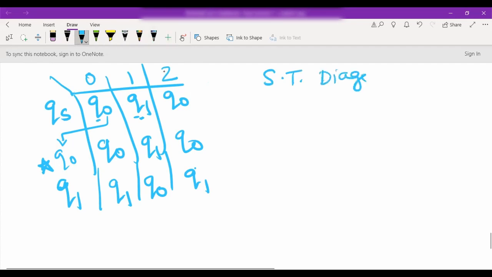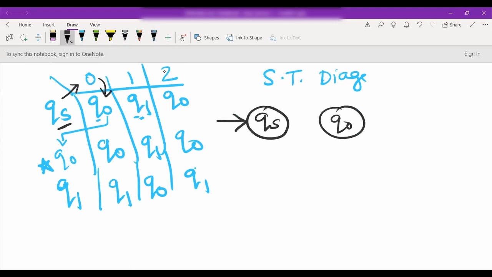So how will we draw the state transition diagram? We will start with the initial state. The initial state is QS, which we have to mark by using one arrow, and we will write the QS state inside the circle. Now QS on 0 goes to Q0. So here we are having the Q0 state, and we connect one arrow from QS going towards Q0 with the input symbol 0.